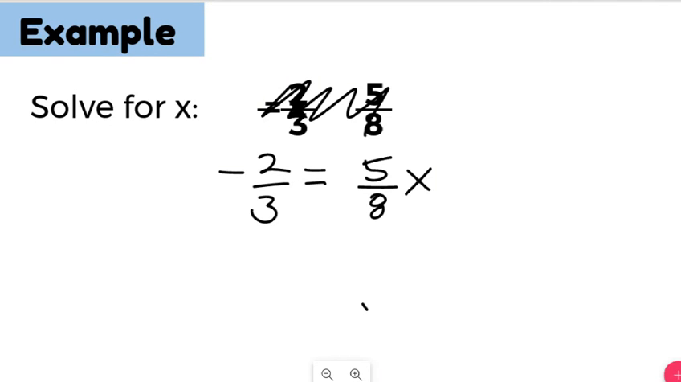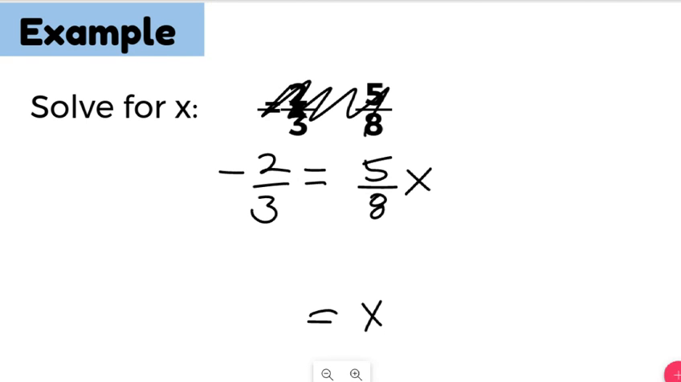Step 2, remember our goal is to get x equals something. This is a very important step because it helps you focus on what you need to do to get your answer. That means 5/8 has to disappear. Now, some people get confused. Do I make it a 0? Do I make it a 1?